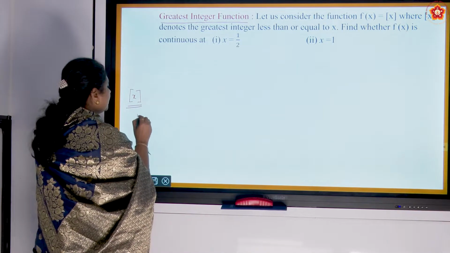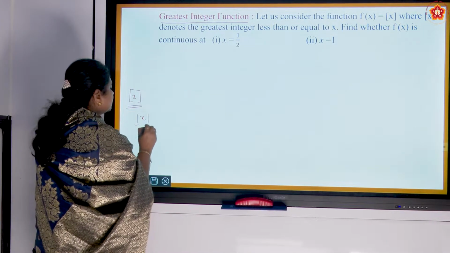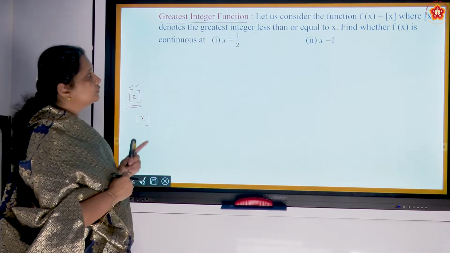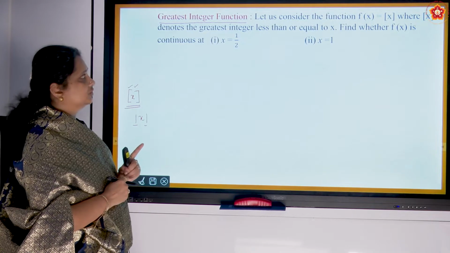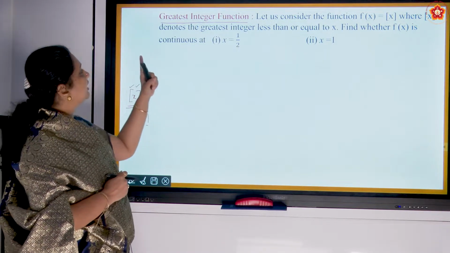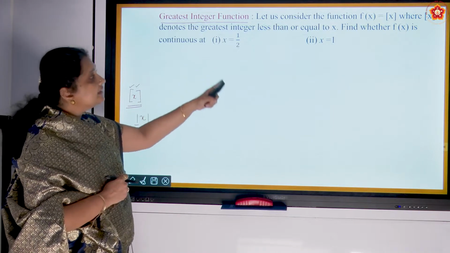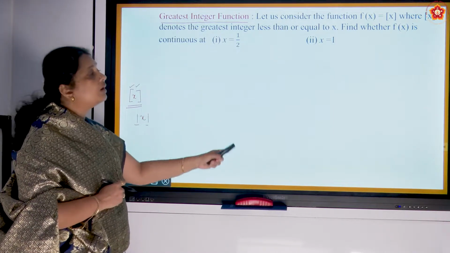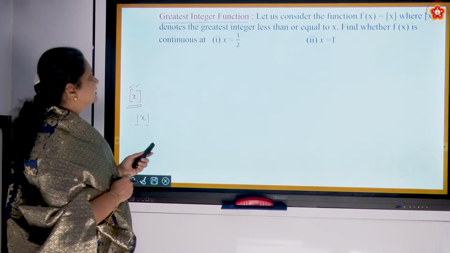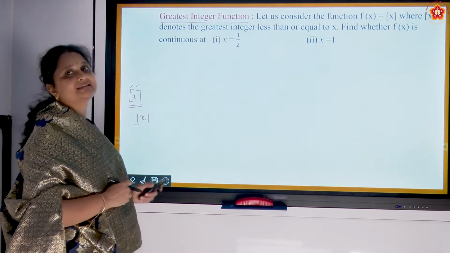We denote the mod function by two vertical lines, and two square brackets are used to denote the greatest integer function. The greatest integer function of x denotes the greatest integer less than or equal to that particular value of x. Okay, so now let's analyze this function.